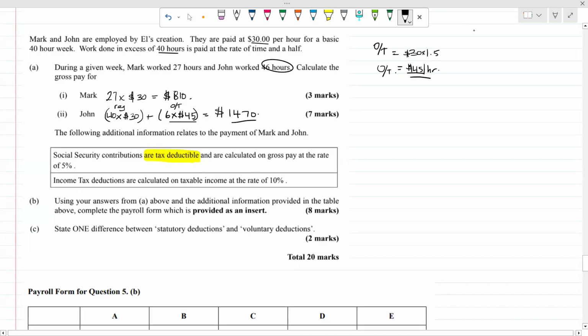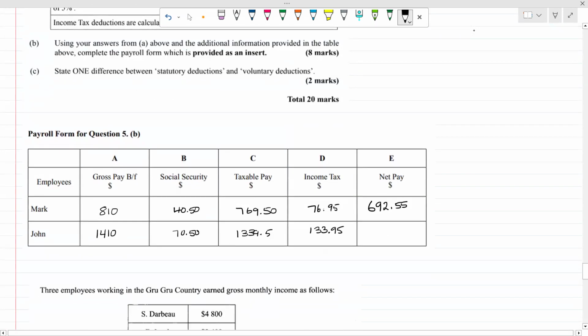Right. So the 1470 we got because we divided the 46 hours that John worked into 40 regular hours and 6 overtime hours. So the 40 regular hours was at a rate of $30 per hour, and the 6 overtime hours was at a rate of $45 per hour, giving us a total of $1470. Underneath here, the gross pay 810 and 1470. The Social Security was at 5% of our gross pay. And then the taxable pay was the difference between our gross pay and the Social Security.